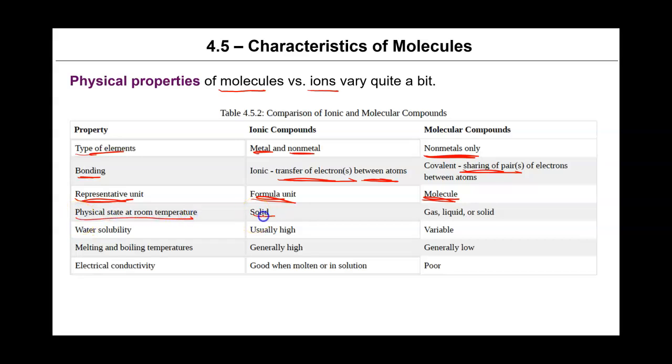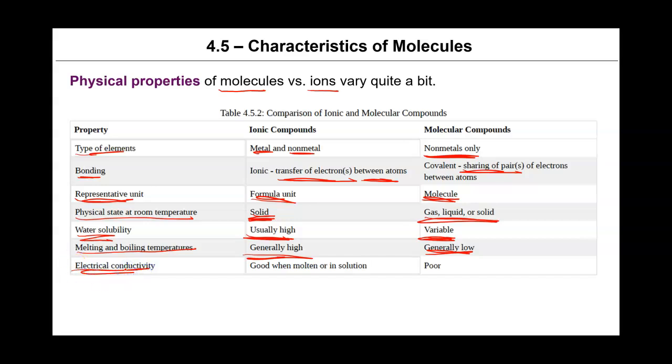At room temperature, all ionic compounds are solids. They have very high melting points, whereas molecular compounds can be either gas, liquids, or solids. The water solubility of ionic compounds is usually very high, although there are some that don't dissolve well. But we have a great deal of variability with respect to the water solubility of molecular compounds. A lot of that is dependent on whether the molecules are polar or not and how strongly they interact with water molecules. The melting and boiling temperatures of ionic compounds are usually very, very high, whereas the melting and boiling points of molecular compounds are normally pretty low.